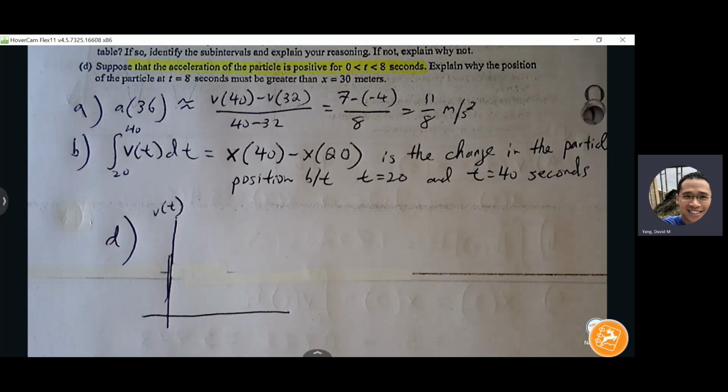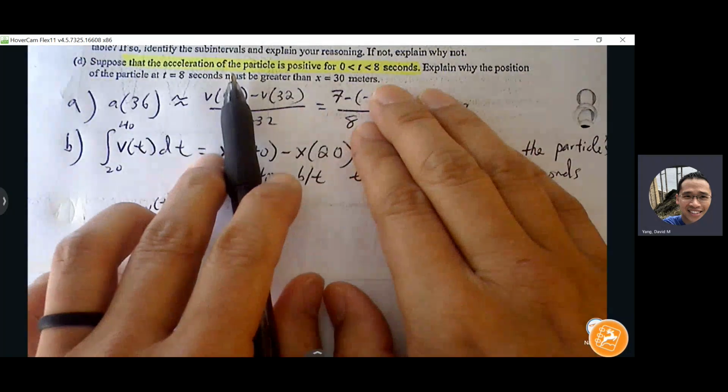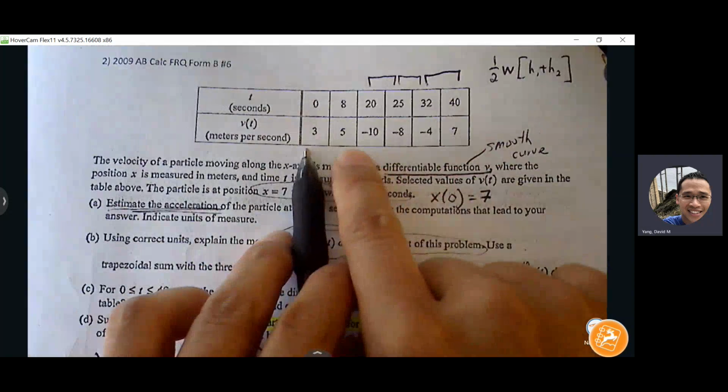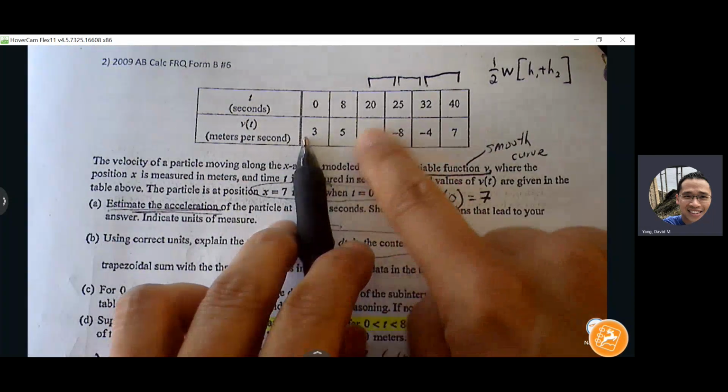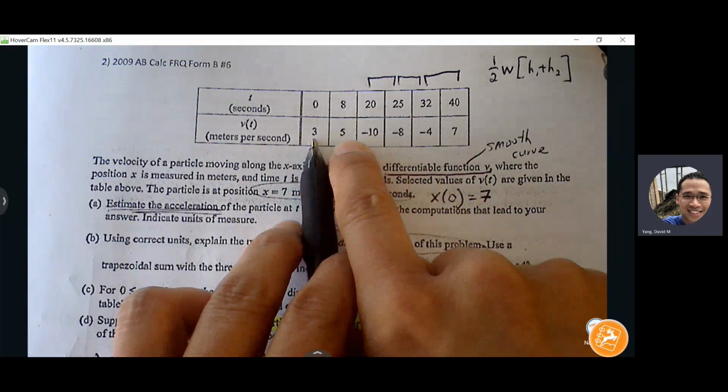But let's talk about part D here. It said, suppose that the acceleration of the particle is positive between 0 and 8 seconds. So if my acceleration is positive, what does that mean about my velocity? My velocity is always what?